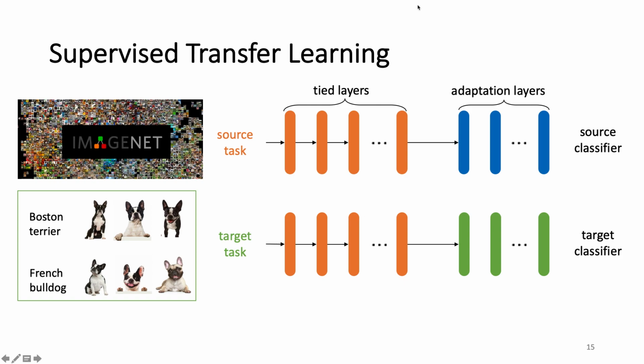So typically people use neural nets or deep learning. So the idea is, for the source task, this is the neural net we learned with multiple layers. And for the target task, we make the lower layers share the same kind of parameters. We call those tied layers. And then the upper layers we call adaptation layers, and those layers are trained, or say fine-tuned, on this target label data.